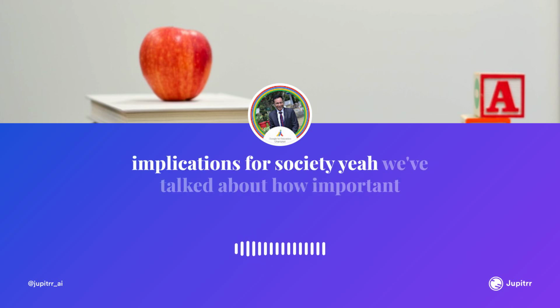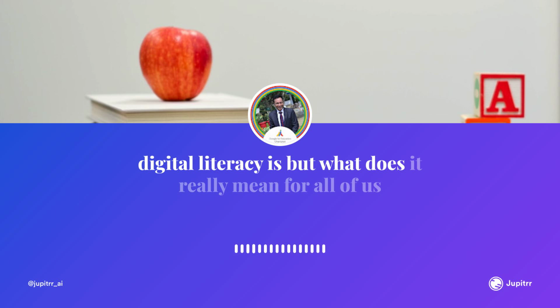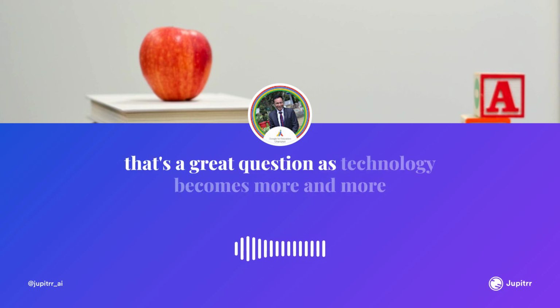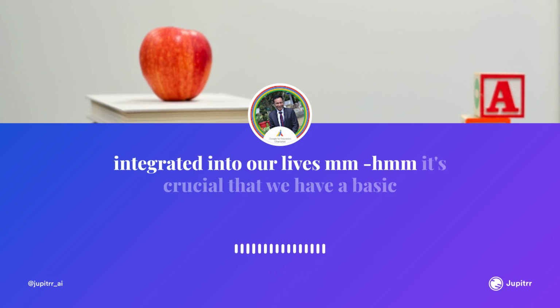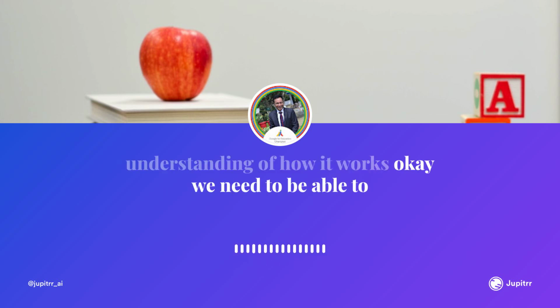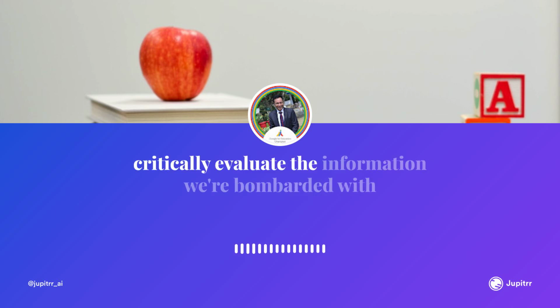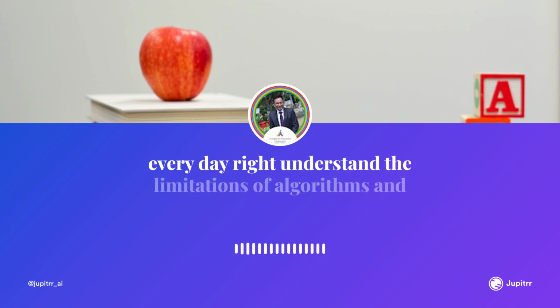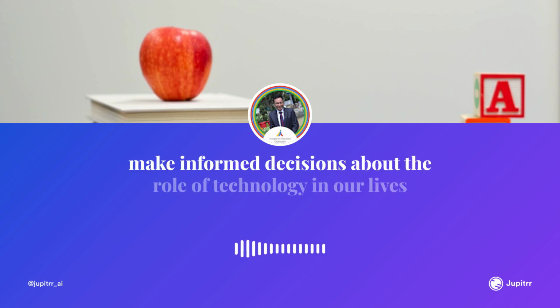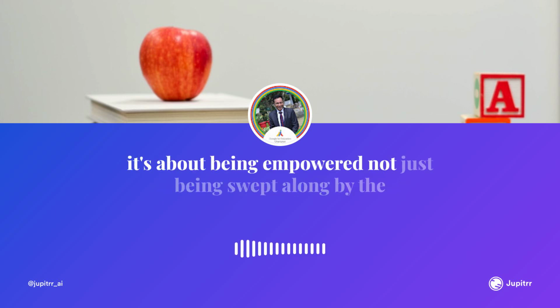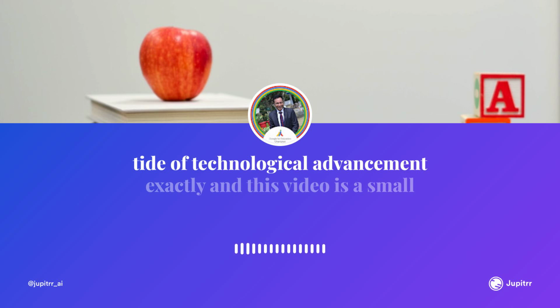But what about the broader implications for society? Yeah. I mean, we've talked about how important digital literacy is, but what does it really mean for all of us? That's a great question. As technology becomes more and more integrated into our lives, it's crucial that we have a basic understanding of how it works. We need to be able to critically evaluate the information we're bombarded with every day, understand the limitations of algorithms, and make informed decisions about the role of technology in our lives. It's about being empowered, not just being swept along by the tide of technological advancement.